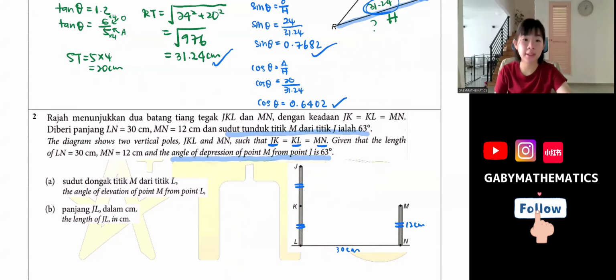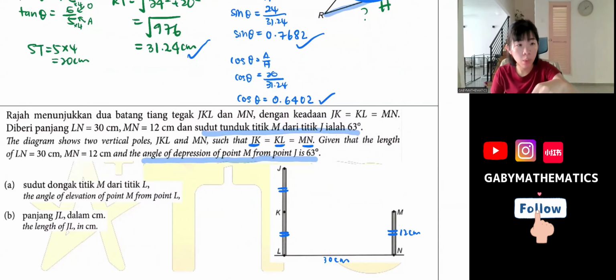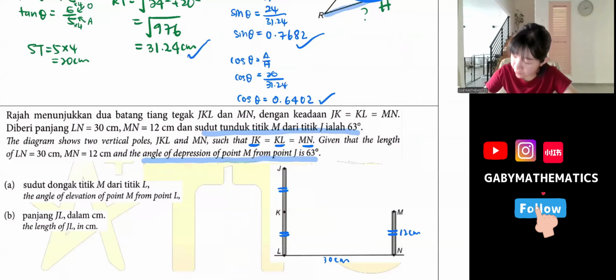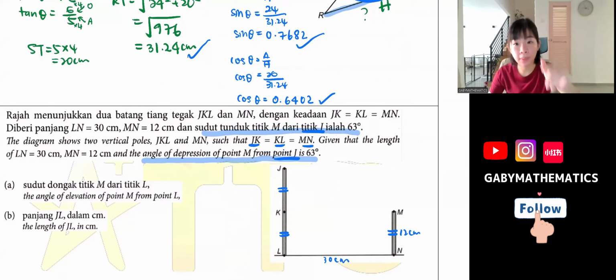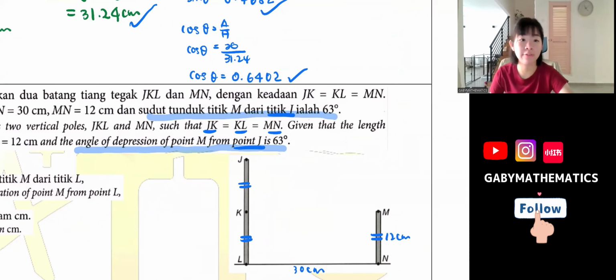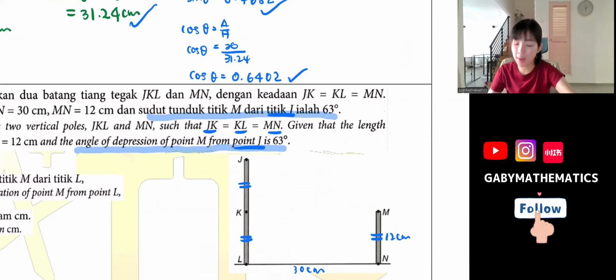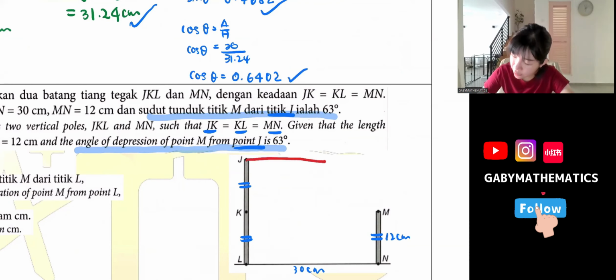So where to label this? Angle of depression means the angle that you look down. So when you look down, from where? It's important to know from where. They say from J. So what we have to do is go to point J and draw a horizontal line first. Whenever you want to label an angle, whether angle of depression or elevation, they say from where? You say from J, right? Okay, you draw a horizontal line first. You need this horizontal line.